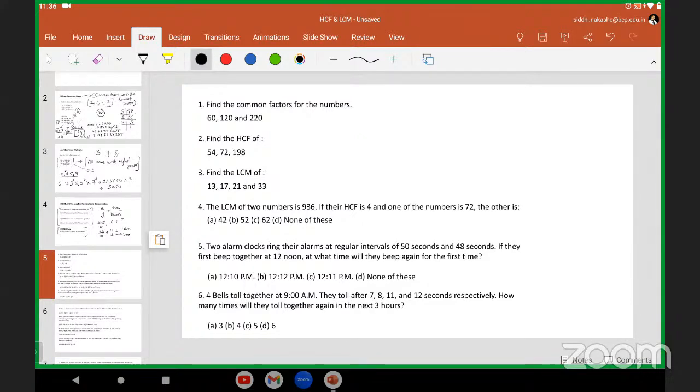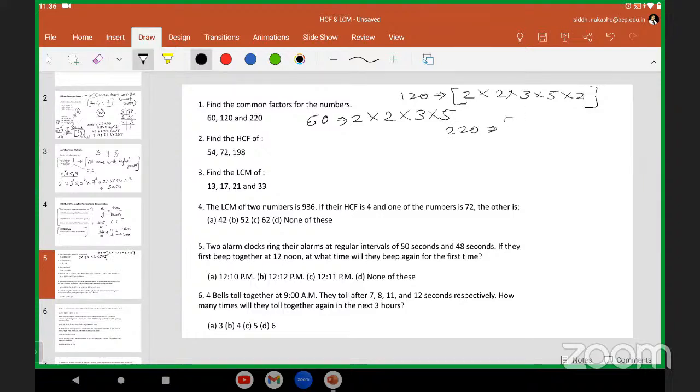For 60, it will be what? Let's check. 60 is nothing but 2 into 30. So 30 is 2 into 15, and 15 is 3 into 5. Similarly for 120, it will be the same but with one more 2, because 60 has two 2s. So for 120, it is 2 into 3 into 5 and again 2. Fine. And now what is given over here? 220. That is 22 into 10, which is again 2 into 11 into 2 into 5.